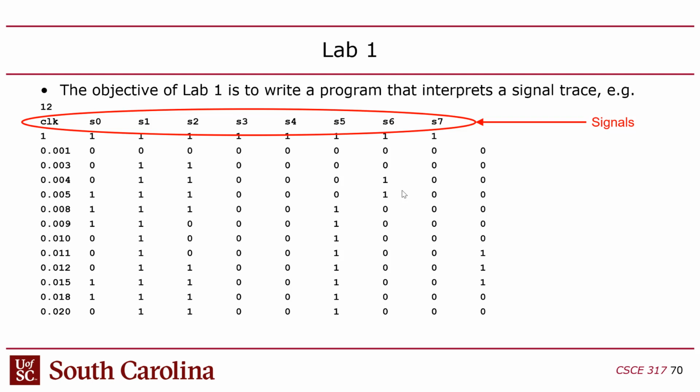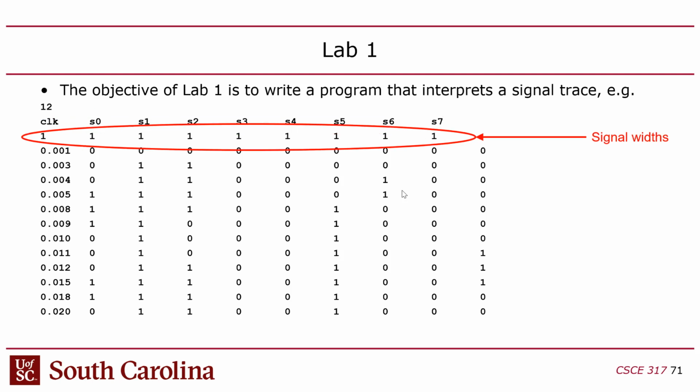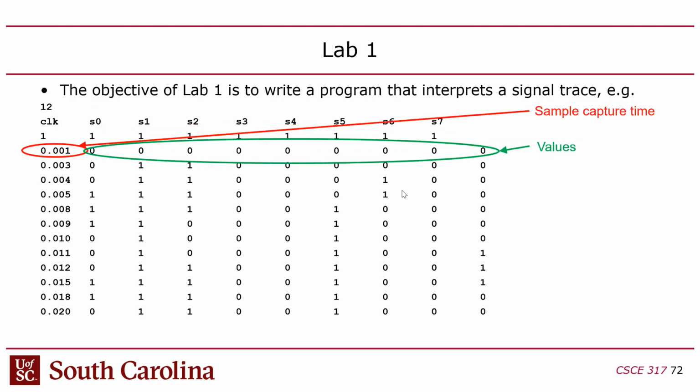In the lab, these will not be S0 through S7. We'll have MOSI, MISO, SS, and S clock. And there's also signals in there for CPOL and CPHA as well that are embedded inside the trace file. And then the third line has the widths of each signal. And then subsequent lines are the sample time, and then the corresponding values.